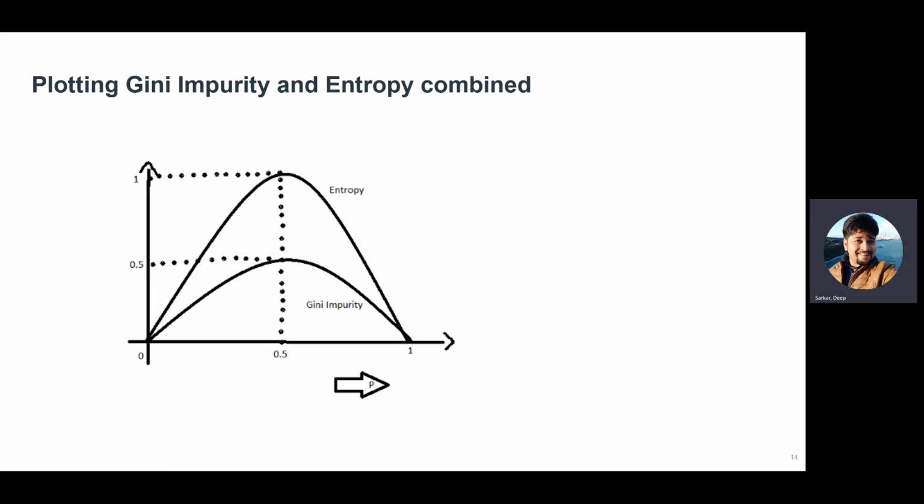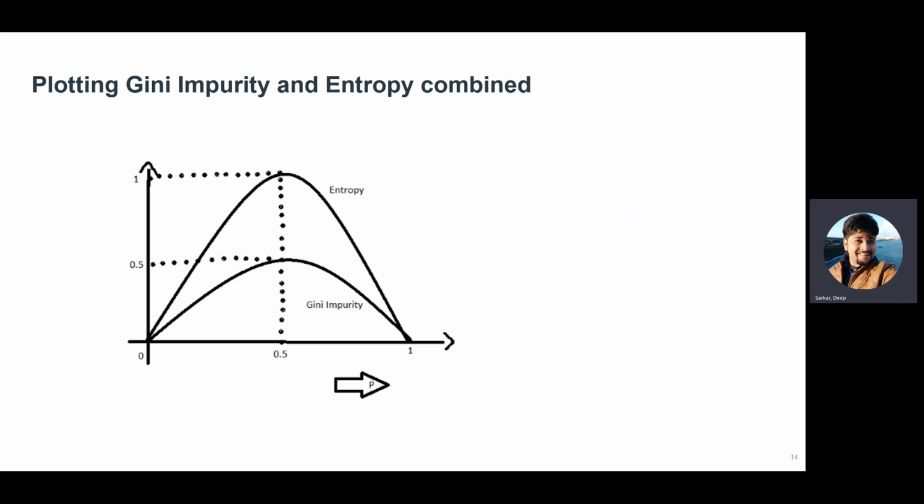This is a very fundamental interview question. If someone asks how Gini impurity is different from entropy, you need to explain this. You just need to remember this particular graph. Just remember that on your x-axis you have your probability, and on your y-axis you have your entropy and Gini impurity.